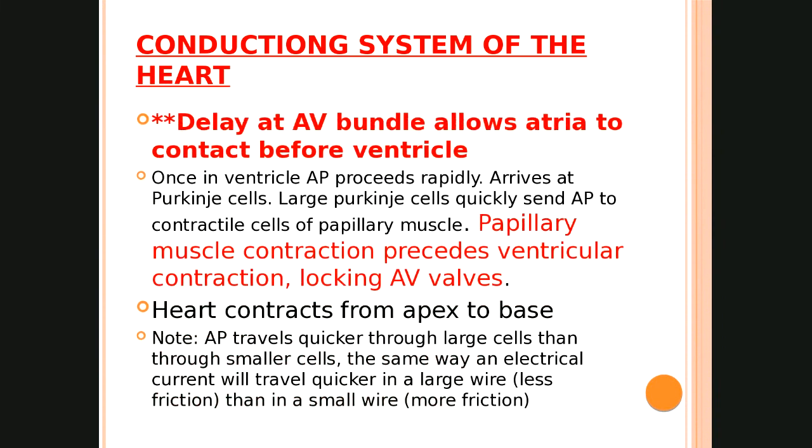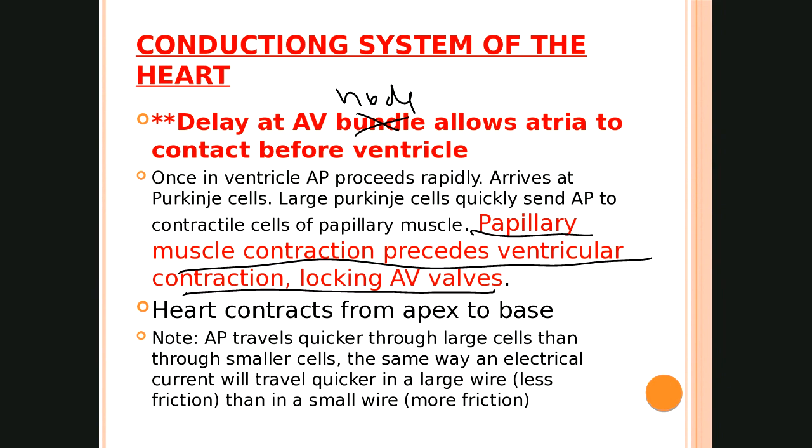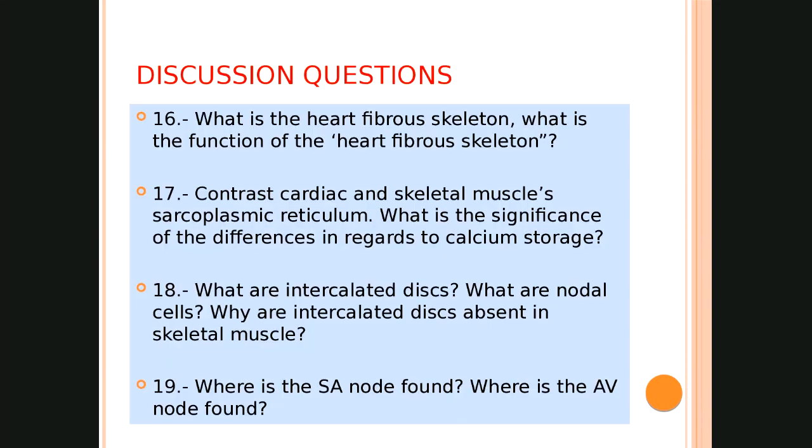Okay, so the delay at the AV, I keep saying bundle, is actually node. It allows the atria to contract before the ventricle. Papillary muscle contraction is going to precede ventricular contraction, locking the AV valves and preventing blood from going back to the atrium.